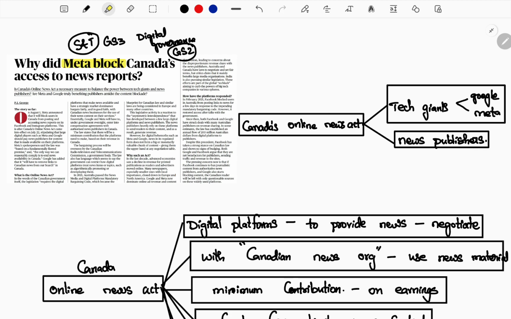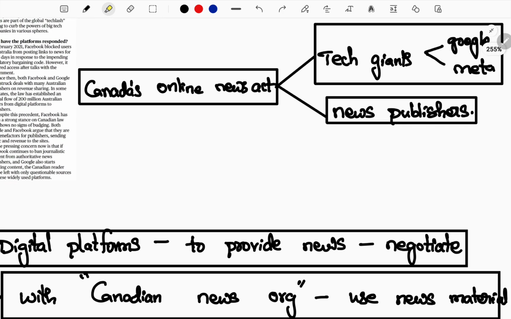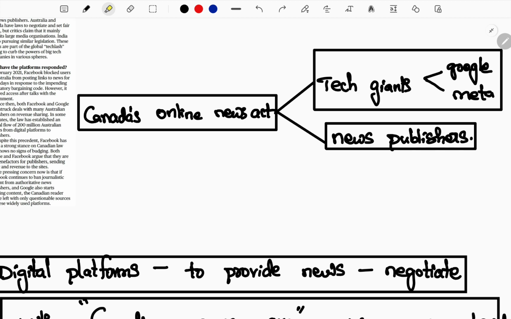Next, if you come to current affairs, this is another current affair. Meta, the parent company of Facebook, blocked Canada's access to news reports. What does this news article discuss? Canada's Online News Act has been passed recently. This is a relationship between two things.